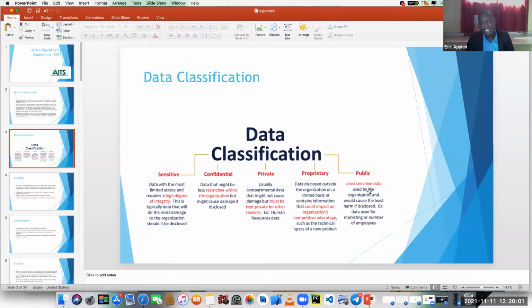And then we have public data. Public data is the information that we all know. It is put out there on social media and all that.